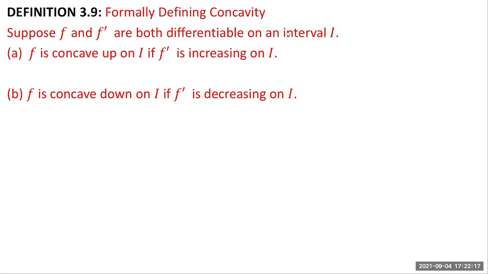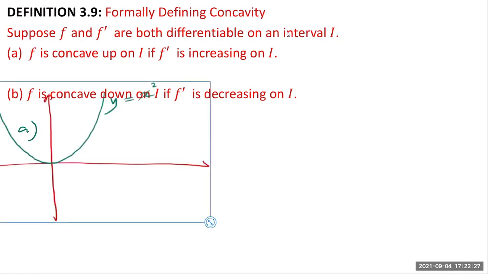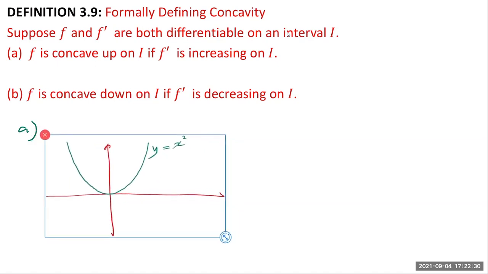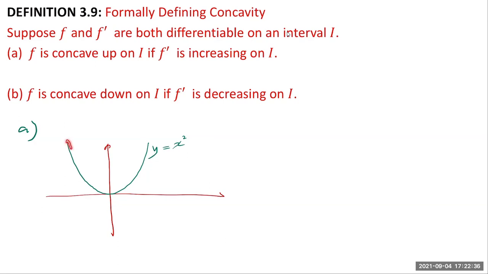Let's try to understand what this means geometrically. I want to provide an example for part A first. Okay, the graph of y is equal to x squared looks like this, and here is the shape of a function which is concave up. We say that it is concave up if f prime is increasing. Is f prime increasing on this graph? As x goes to the right, as x is getting bigger, is f prime increasing?